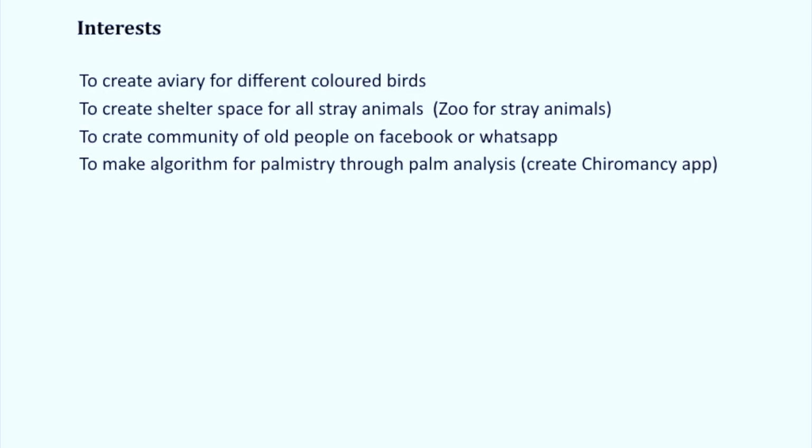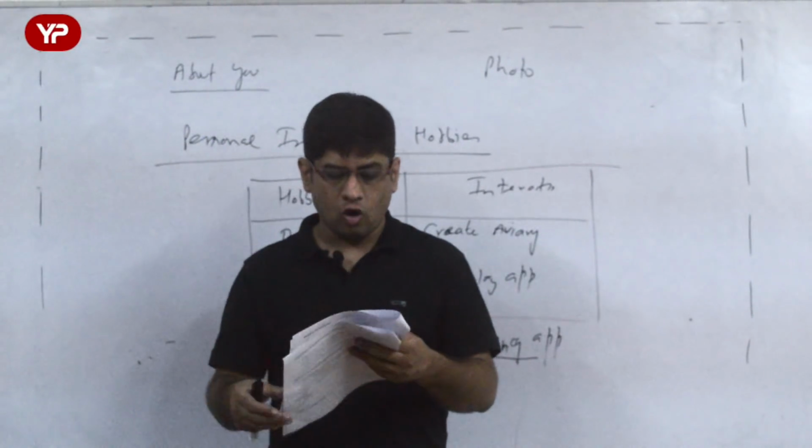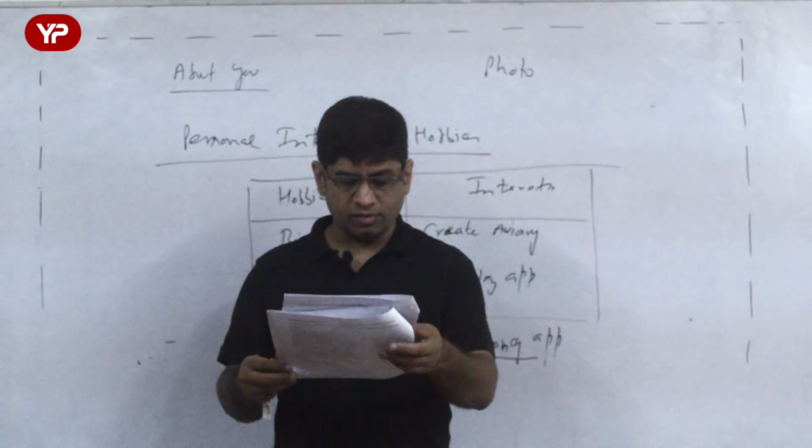So then what you can make is, if you are interested in palmistry, you can say creating the chiromancy app is my interest. I want to create one app where people go and show their hand and something comes out on the basis of an algorithm. That is what I want to create. To meet the celebrities, to create clean devices and gadgets, to create a newspaper publishing only positive news, to learn bhangra and freestyle dance, to learn French and Spanish. That can be your interest. So interest is long term and hobbies are something which you do short term.